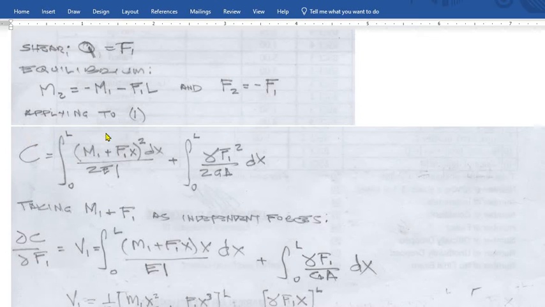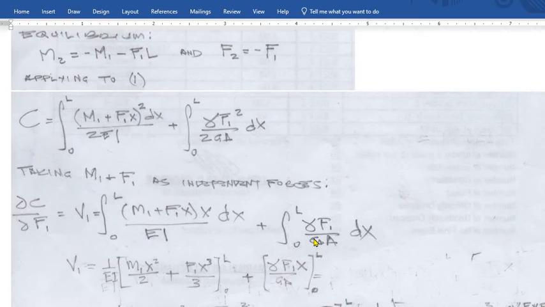Okay, so from this equation, C is equal to the integral of m1 f1x squared all over 2ei plus the integral of gamma f1 squared all over 2ga dx. Taking m1 and f1 as independent forces, ang applicable dito ay partial derivatives. So we have f1 and f1. So ito na siya, no?